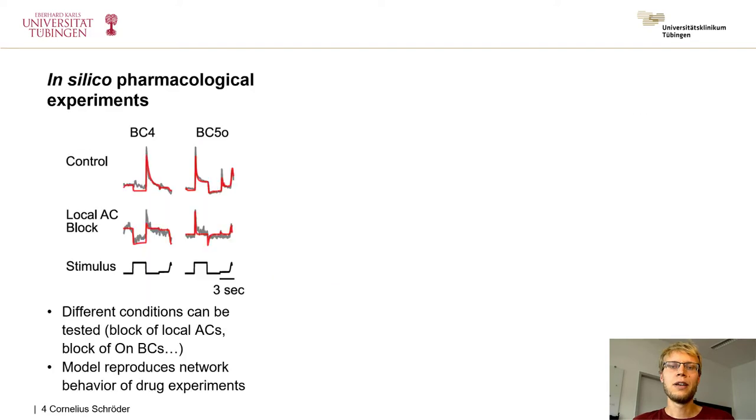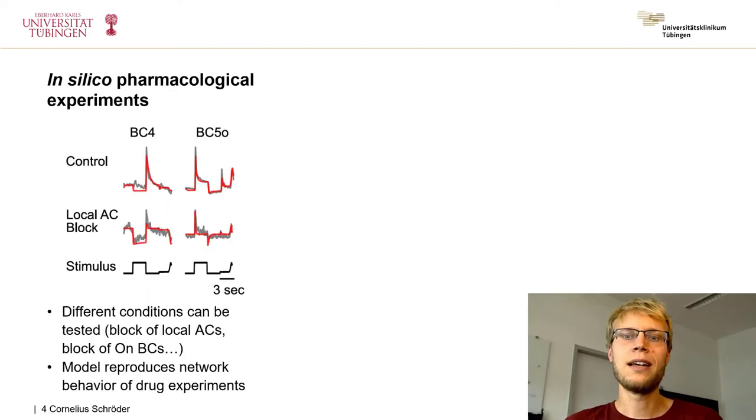But compared to the LSTM, our BCN model has a strong advantage that we can dissect it and have a clear interpretation of different model components. We can block different signaling pathways, for example, local amacrine cells, and by this reproduce the behavior of pharmacological experiments. We can see that our model has learned the circuit motif of crossover inhibition, which results in more transient release for ON cells and more release under baseline for OFF cells in the blocked condition.